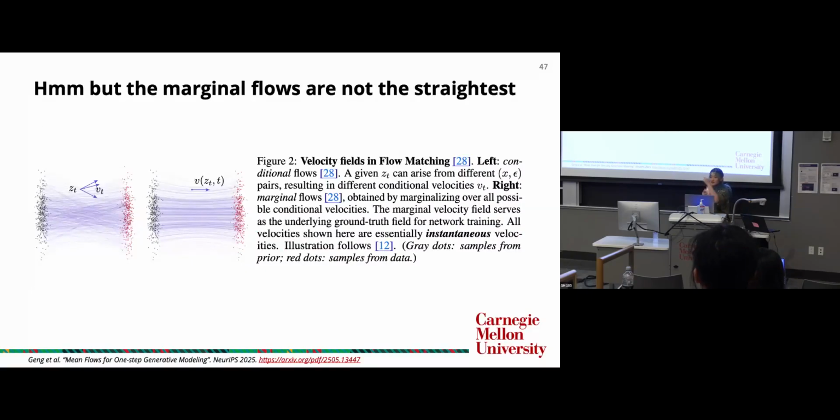But you may have this question. I feel like some people are having it, but they didn't ask. The marginal flow has some dips to it, so it's not completely straight. It's not the straightest. Let's say now we have trained a flow matching model, so we have this invertibility, this coupling already. Is there a way to make this even straighter? Is it possible?